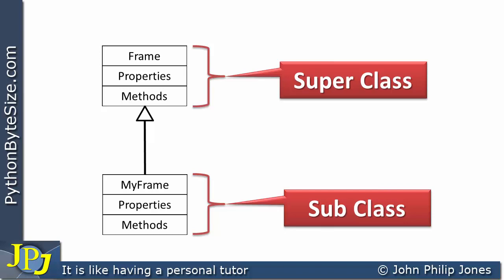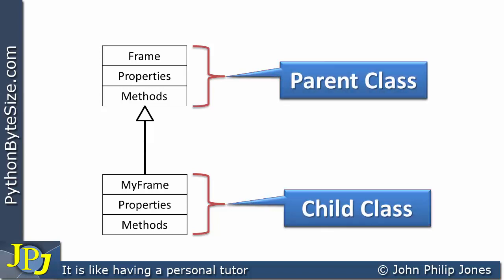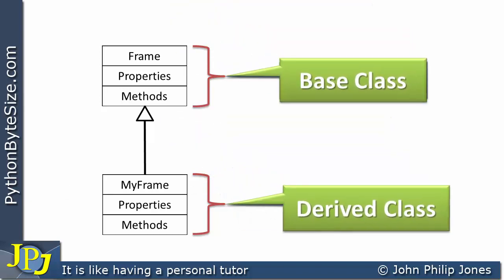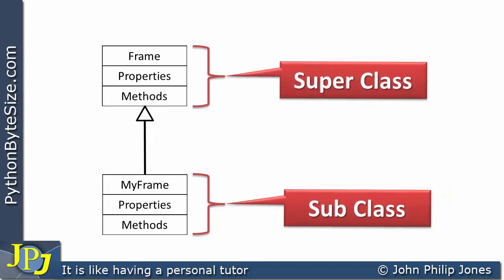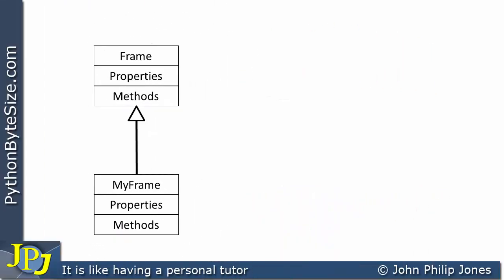Other words used to describe this relationship are parent class and child class, and you will often hear the terms base class and derived class. This is one, for example, that's used when discussing VB.NET. When we're dealing with Python, I recommend that you go with superclass and subclass. Now the relationship you can see in this diagram is dealing with classes. myFrame is a class and Frame is a class, and myFrame is inheriting from Frame.